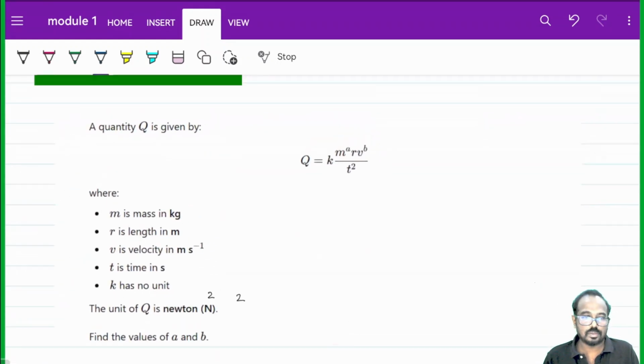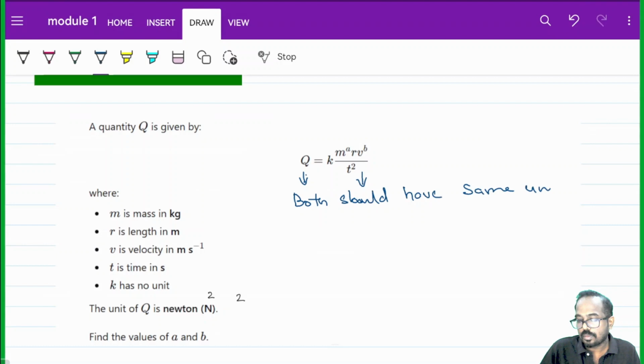Question number 1. A quantity Q is given. Q is equal to K m to the power A r to the power B v to the power C divided by T squared. An equation is given. On both sides, the left is a quantity and the right hand side is an expression. Both should have the same unit. This is the concept we are using to solve this question.